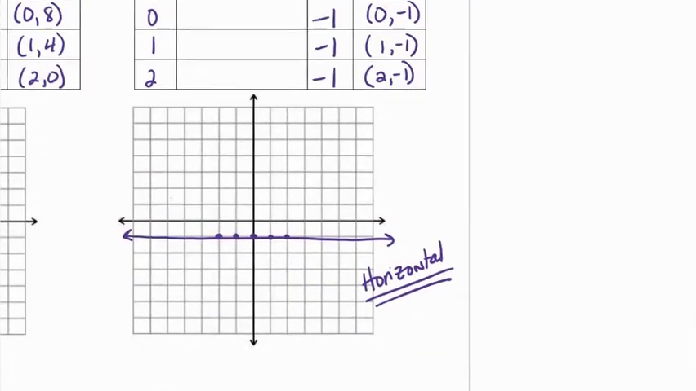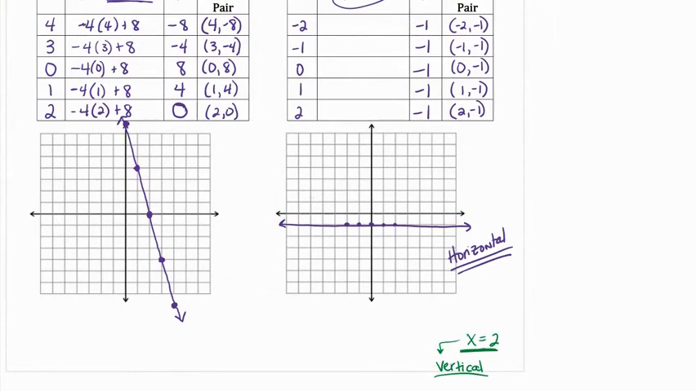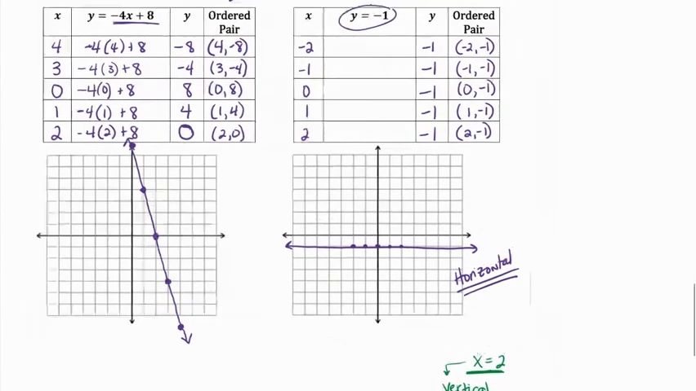This can happen also if you get a line like x equals 2. Now the x value is always going to stay the same, but the y value will always change. So if you get an equation like this, it will make a vertical line. If you only have one variable, you're going to end up with either a horizontal or vertical line. You need the two variables to make a diagonal line.